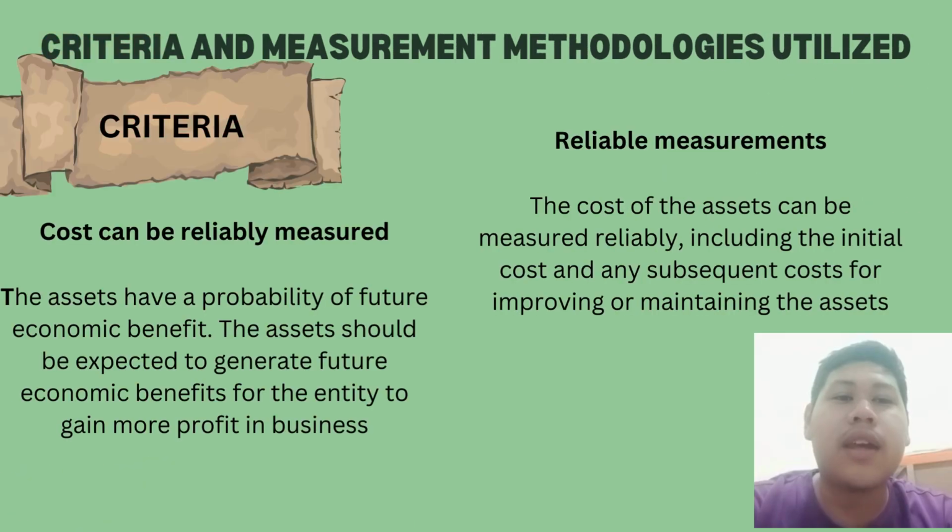For criteria, we have two criteria. The first one, cost can be reliably measured. The asset has a probability of future economic benefit. The asset should be expected to generate future economic benefit for the entity to gain more profit in business.